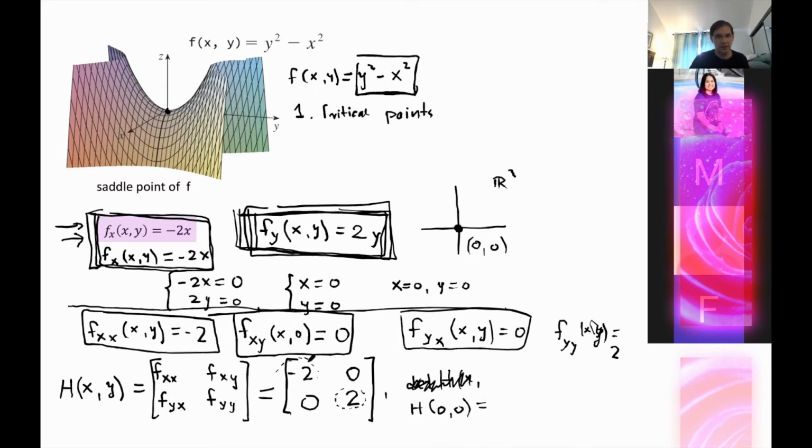So when x is 0, the entry doesn't really depend on x. So this is -2, this is 0, and this is 0, and this is equal to 2. And last question, let me ask you this question. What is the determinant of this matrix? -4. Excellent. Determinant of this matrix H is equal to -4. So at this point 0, 0, we have a saddle point. And indeed, this is the saddle point at 0, 0.